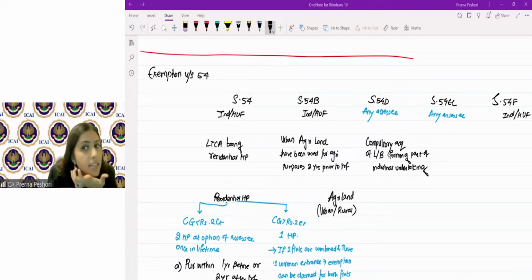So compulsory acquisition of land or building, taxability under which section, students? The taxability arises in which section for the compulsory acquisition of land and building? Yes. Faster, in which section does it arise?